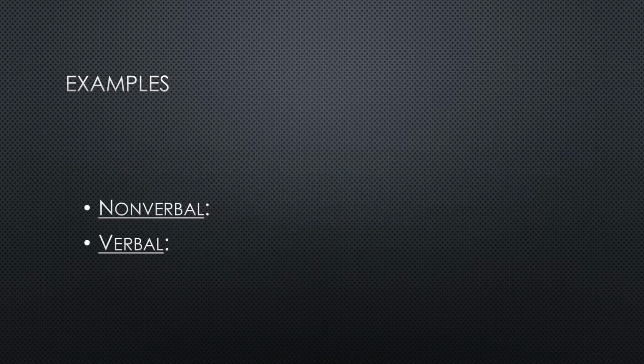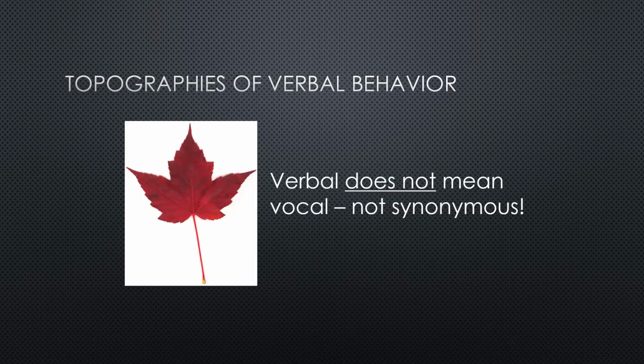You try one. You see a maple leaf. What would be an example of nonverbal behavior? What about a verbal behavior? Our examples have been vocal thus far, but keep in mind that verbal behavior does not have to be vocal. Verbal and vocal are not synonyms. See maple leaf, write maple leaf is also a verbal operant response, even though it's written and not spoken.